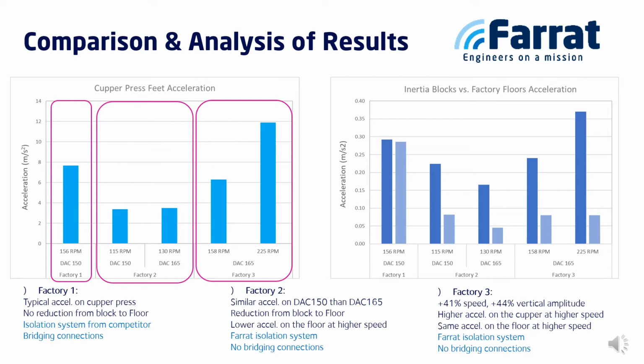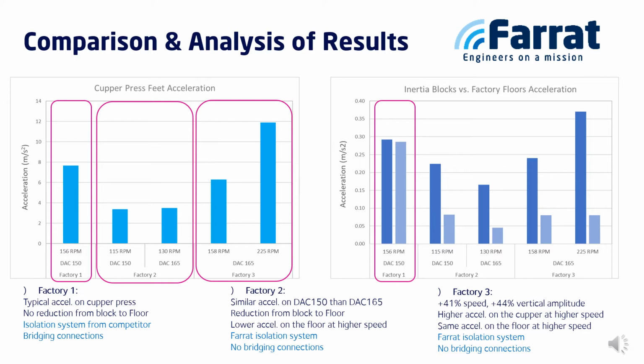Factory 1 shows a vibration level measured at the feet of the machine very typical for a copper press, with an acceleration of almost 8 miles per second squared. However, no reduction can be observed from the inertia block supporting the press to the factory floor.